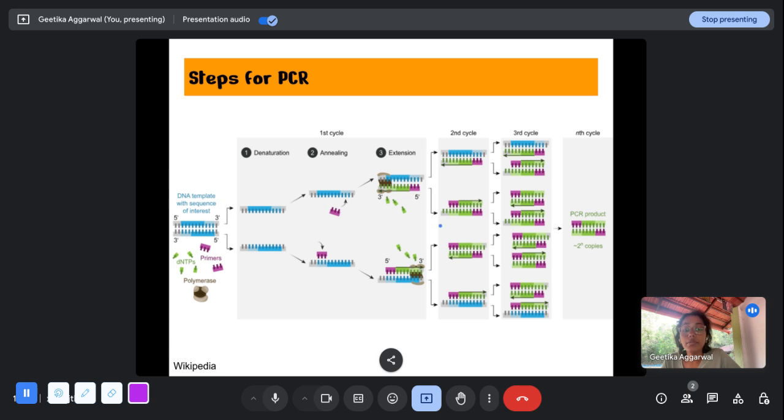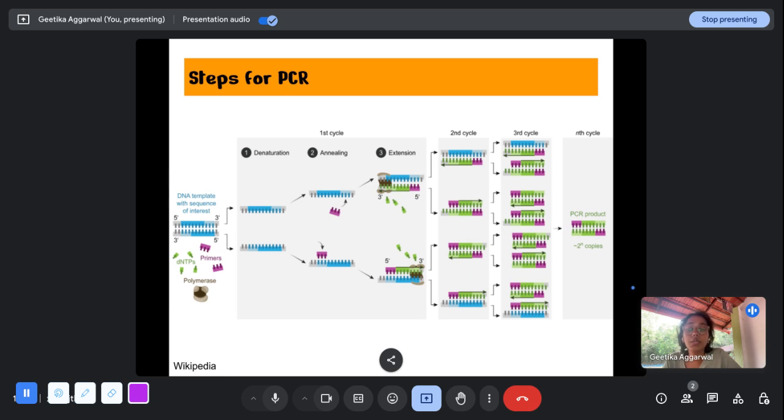Here again, there is one image. As I told you, in the first cycle, these three steps happen: denaturation, annealing, and extension. You first put the DNA at high temperature, 95 degrees Celsius, and it will denature and become two single strands. At annealing, around 65 degrees Celsius, the primers will attach. Then in extension, Taq polymerase will extend, so from 1 you will get 2, from 2 you'll get 4, from 4 you'll get 8, and so on.